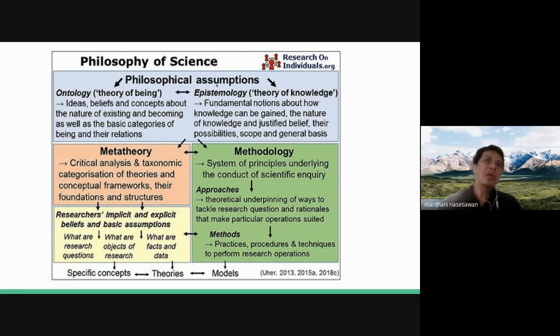And what is the assumption? Yeah, we have two kinds of theory. The first theory is about ontology, or we call it the theory of being. Why do we call it the theory of being? Because ontology believes that the assumption comes from the idea.